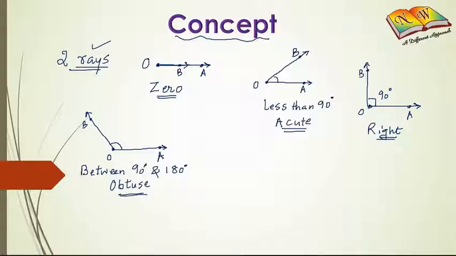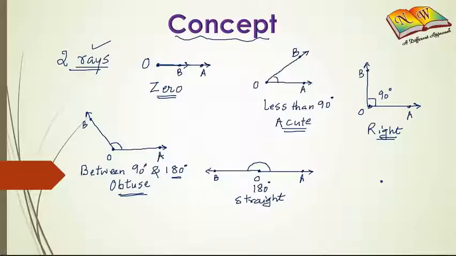What happens if the angle becomes exactly 180 degrees? Let's draw another figure to illustrate that. This is O, this is A, and now the ray OB will lie exactly opposite to ray OA, and so this angle will be a 180-degree angle, and it is known as a straight angle or a straight line angle.